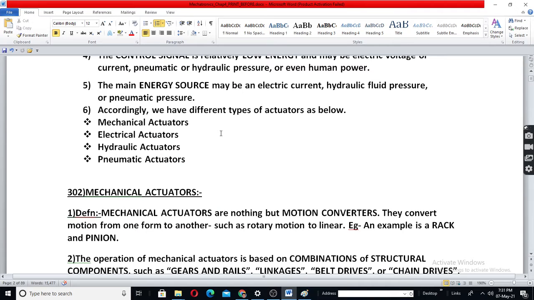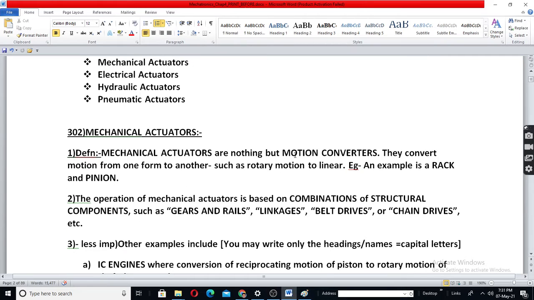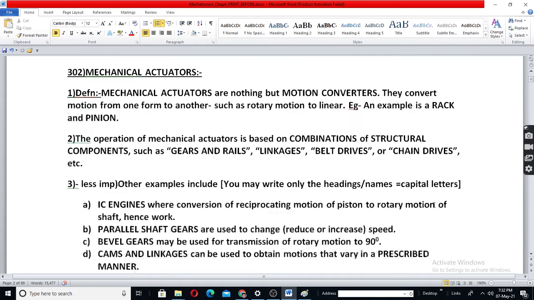182 or 52, mechanical actuators. So here the source of energy is mechanical. So you can have there motion conversion or motion transmission. For example, conversion means it can be from linear to rotary or vice versa. And transmitters means it can be gear drive, linkages, belt drive, chain drive, etc.